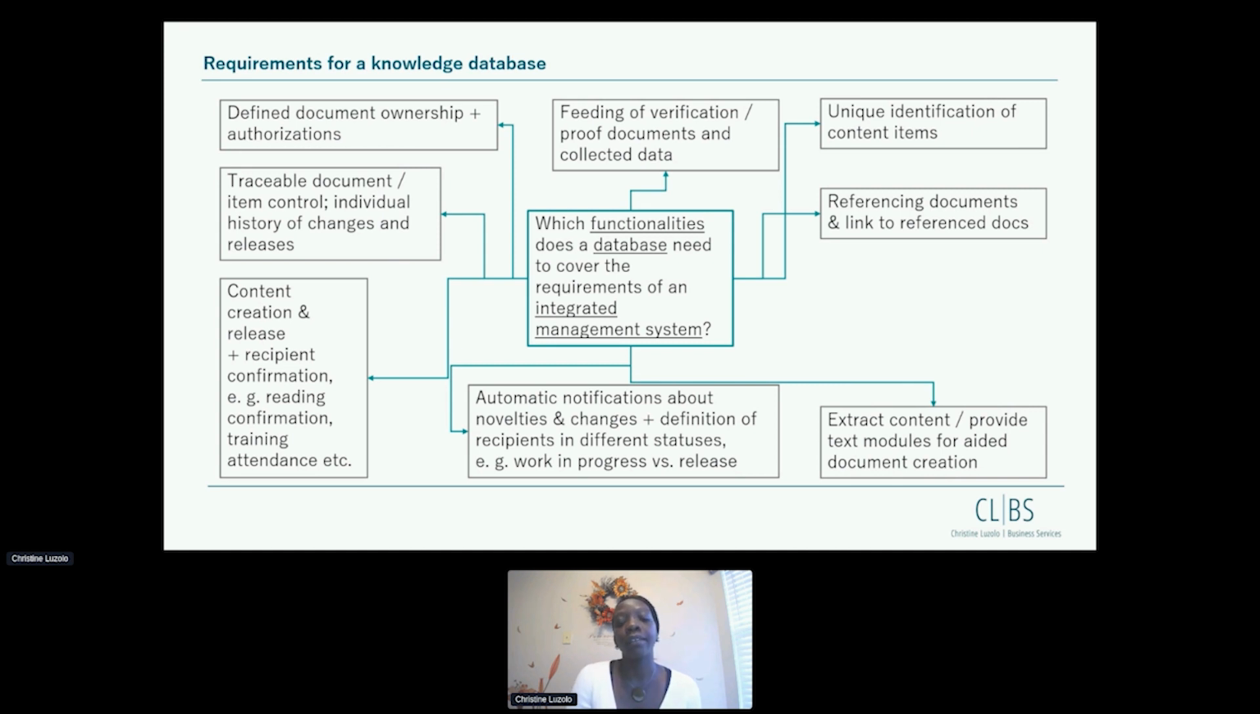It would also be nice if there would be a function that allows to extract content or provide text modules for aided document creation. So creating documentation, of course, is not the same as writing a novel. It doesn't have to sound nice, but it needs to be accurate and relatable. And so therefore, it would be great if it would be possible to extract content or provide these text modules. And also it would just be a little bit more efficient if there were text modules available or extracted content.